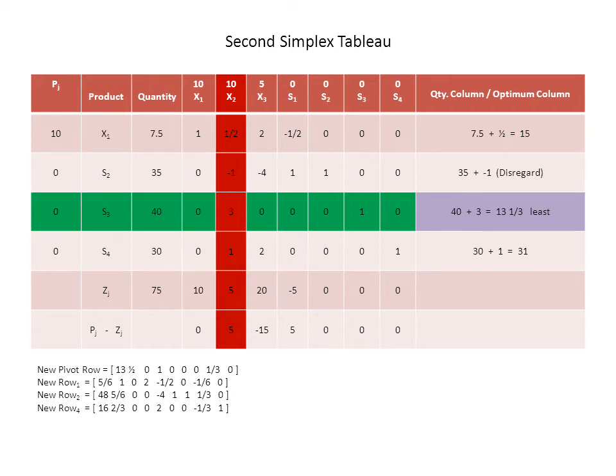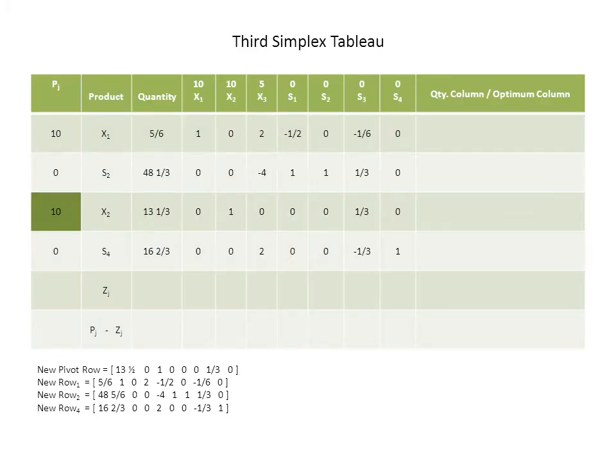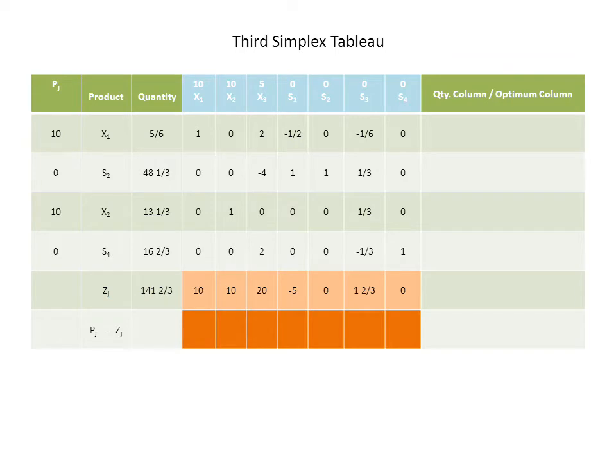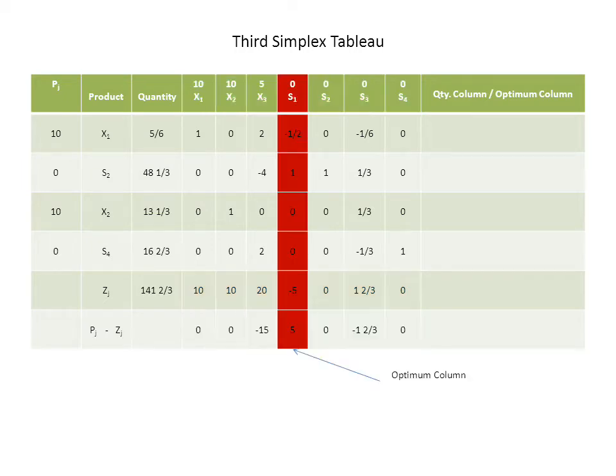We have now completed the new set of rows for the third simplex tableau. For the PJ column, third row, the value now is 10, which comes from the value of x2, which was the entering variable. The new values of the PJ minus CJ row can now be easily computed. Since there's only one positive entry in the PJ minus CJ row, the S1 column will now be the optimum column.